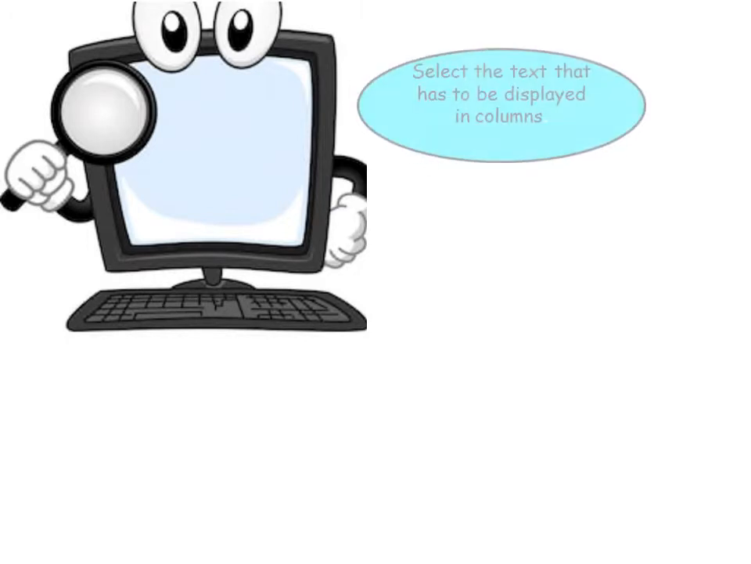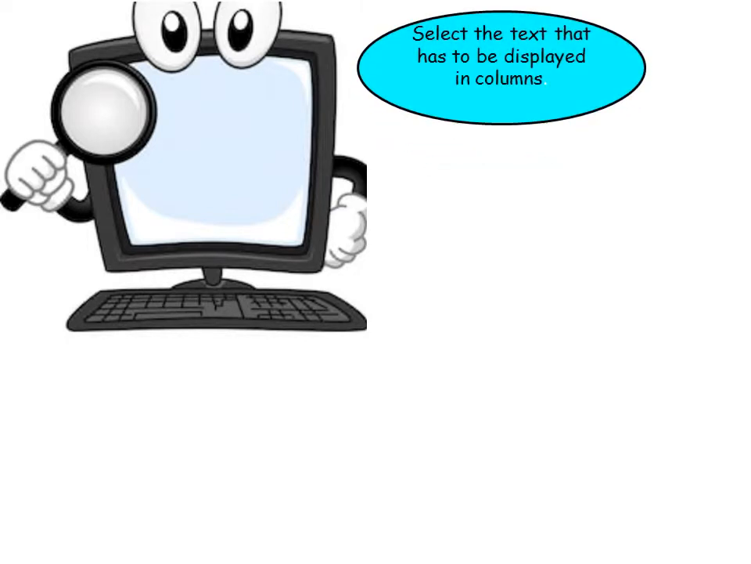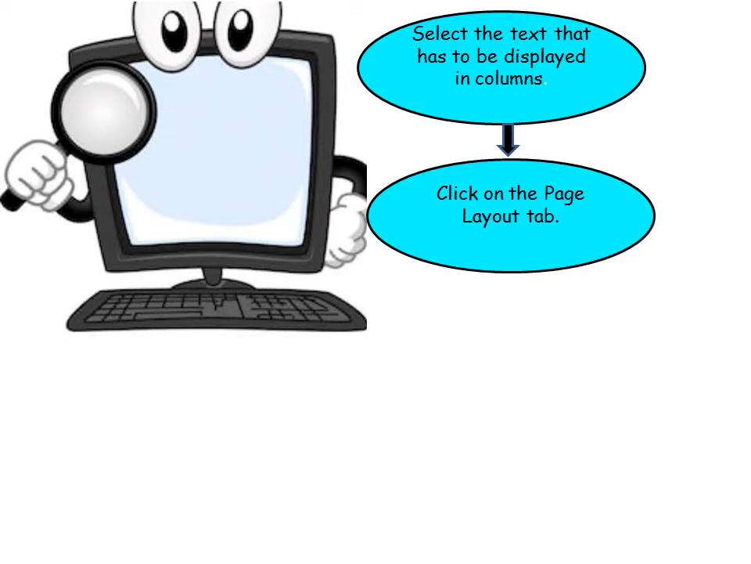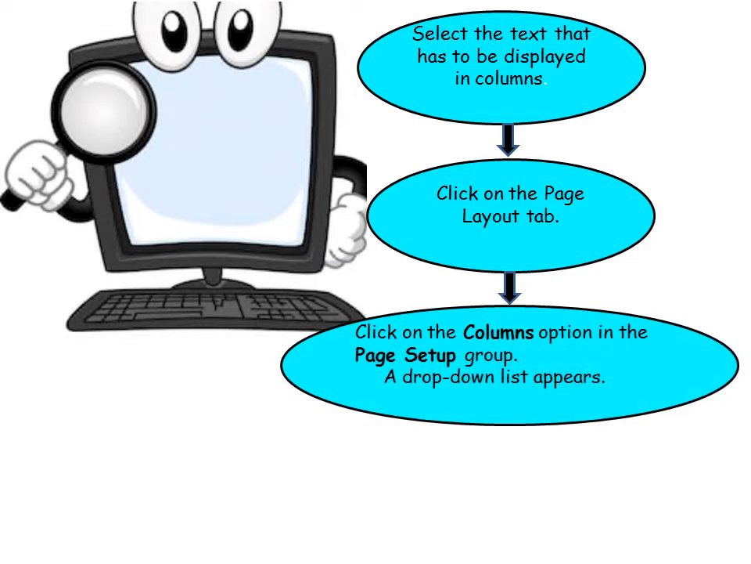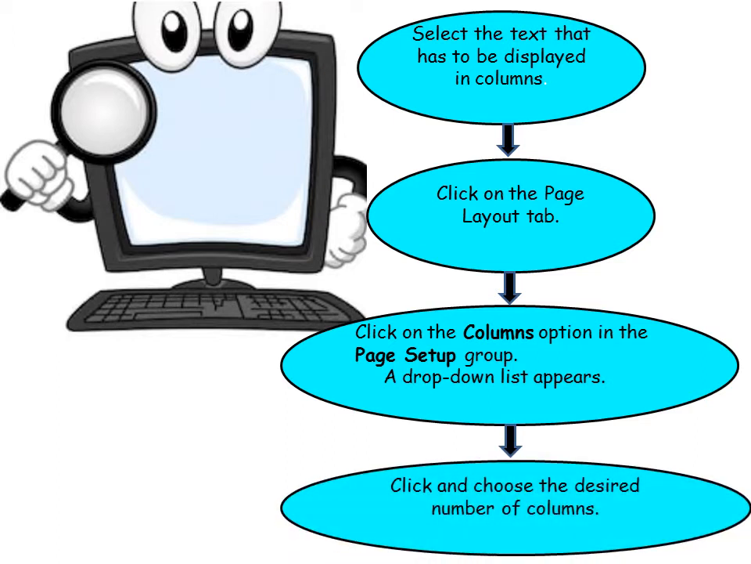Now follow these steps to format the text in column format. First, select the text that has to be displayed in columns. Next, click on the Page Layout tab. Then, click on the Columns option in the Page Setup group so the drop-down list will appear. And click and choose the desired number of columns.